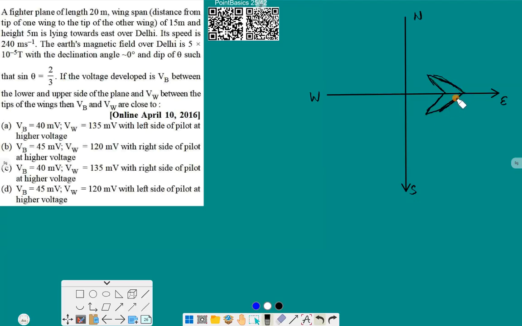This is our plane. Now its wingspan. Wingspan means the distance between these 2 points, which is given as around 15 meter. This distance is 15 meter, and height of the wings means this plane has certain height like this.